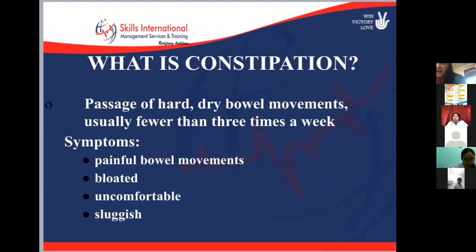Now, what is constipation? Constipation is a hard, dry bowel movement, usually fewer than 3 times a week. When a person is not able to move his bowel on a daily basis, nangyayari every 3 days, you have to remove your bowel and it becomes hard already and you are constipated. Usually, the sign and symptom is that it is very painful when you release it. You are always bloated, always uncomfortable, and sluggish.